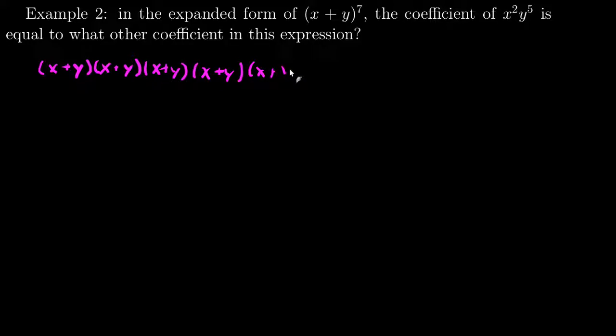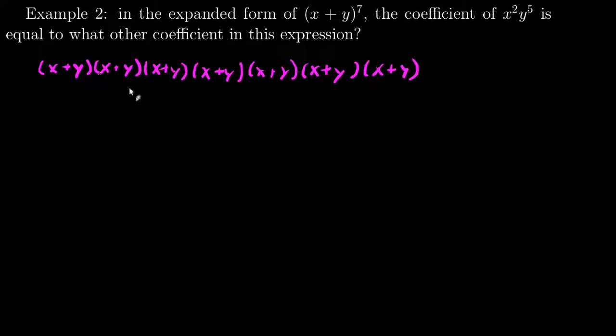So 5, 6, 7. Okay. Now what actually happens here is, because of how you distribute or FOIL or area model or whatever for this, each one of these factors is either going to be an x or a y when it works in here. So this could either be x or it could be y.